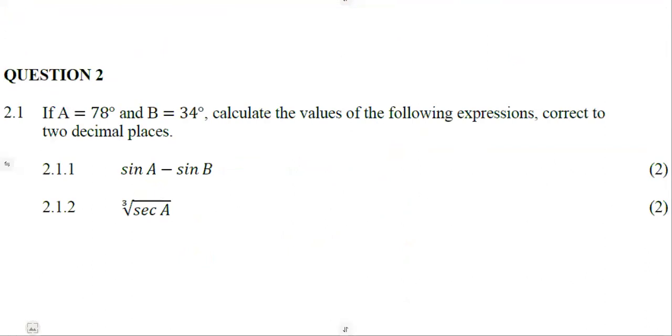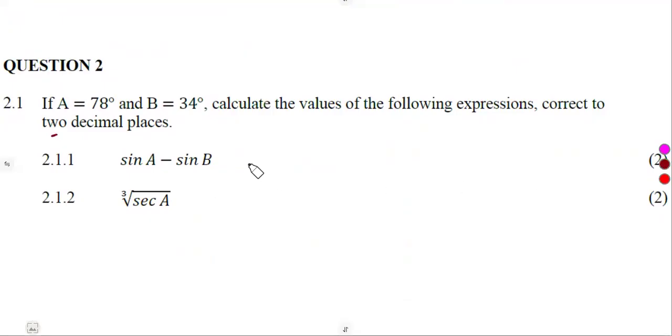Question number 2, we are given, if angle A is 78 degrees, B is 34, calculate the values of the following expressions, correct to 2 decimal places. They just say, use your calculator, guys. Use your calculator to simplify the sine of A, which is sine 78 degrees, minus the sine of B, where B is 34 degrees. The instruction is there, 2 decimal places. So just use your calculator.